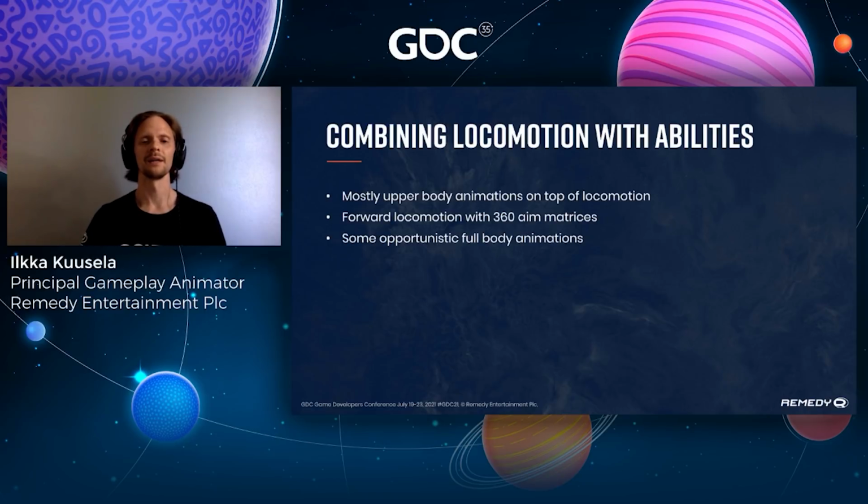When it comes to combining abilities with locomotion, we went for a pretty old school approach of blending upper body animations on top of locomotion. Since locomotion was always facing the direction where you are going, every animation needed to support all the possible directions. So we built aim matrices out of our animations. And in some places where it had most impact, we added full body animations.